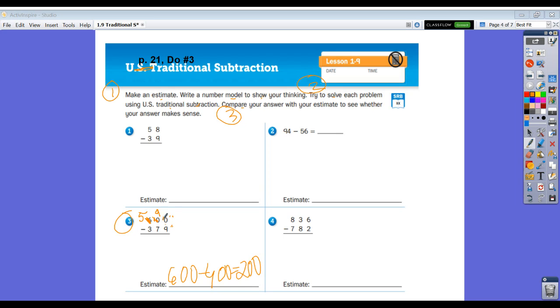And now this number can become a 10. 10 minus 9 equals 1. 9 minus 7 equals 2. 5 minus 3 equals 2. So I got 221. And now I did step 2. Now step 3, compare, or the most important step I like to say, think, does my answer make sense? 221 is pretty close to 200, so I know I did it correctly. So be careful when you have those zeros to make sure that you're borrowing correctly. I'm going to stop the video there.